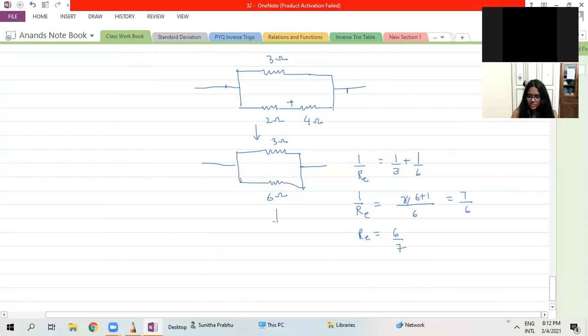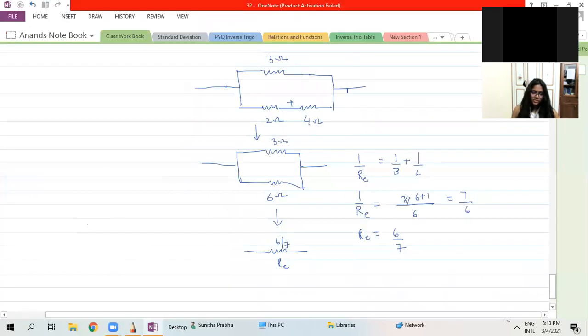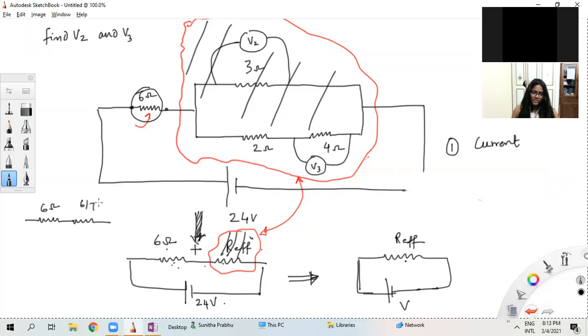That means from here, we've converted this into one block, R effective 6 by 7. Is it okay? Yeah. Now we look back and we say, oh, this fellow, this fellow, this fellow, all of that we have considered and we found this fellow, right? Yeah. That means this guy and this gentleman are in series, correct? Yes. Okay. This is 6 and this one now is 6 by 7. How do we handle them? We add them up, correct na? Yeah.